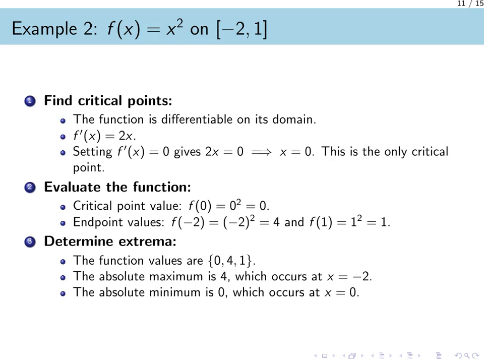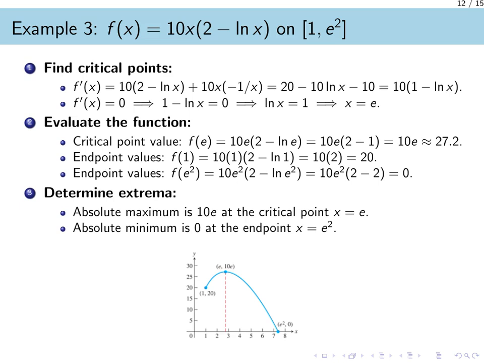Finally, we simply compare these results. The largest value is 4, so that is our absolute maximum. And the smallest is 0, which is our absolute minimum. This example highlights a crucial point. The absolute maximum occurred at an endpoint, not at the critical point, which is why we must always check the endpoints.